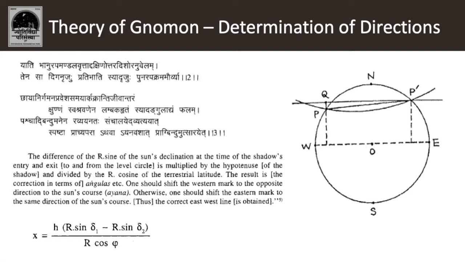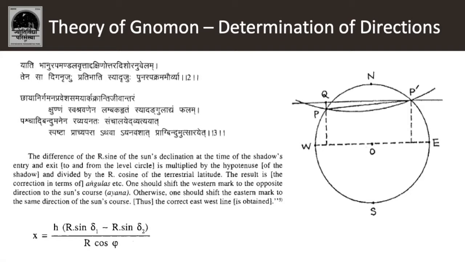X is actually the corrected amount considering the sun's declination. That is X. In the figure, X is equal to PQ. So there's a very small distance. You can see P and Q join a line. That is the correction that you want to achieve. That correction is achieved by this formula, where H represents the hypotenuse.